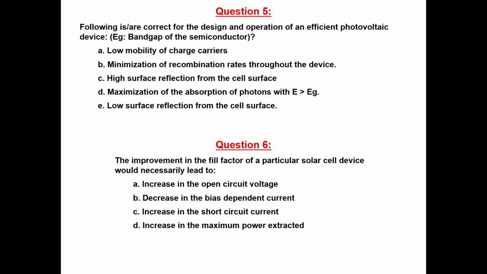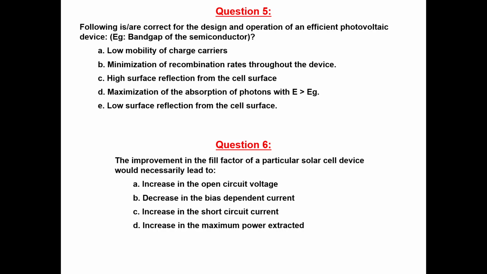The next question is: the improvement in the fill factor of a particular solar cell device would necessarily lead to. Options are increase in open circuit voltage, decrease in the bias dependent current, increase in the short circuit current, or increase in the maximum power extracted. Sir, D first: increase the maximum power extracted. And what about A, B, and C? C first: increase the short circuit current. If you increase the short circuit current, then how will it lead to an increase in the fill factor?